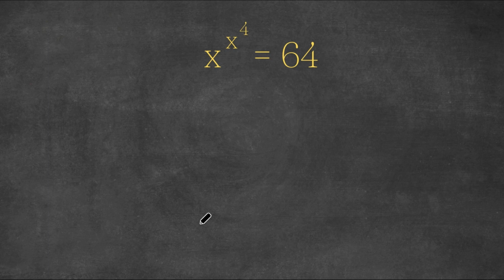In today's video, I'm going to be teaching you guys how to solve this exponential equation. So we have x to the power of x to the power of 4 equals 64. Now, what I'm first going to do is take the fourth power of both sides. So we're going to take the fourth power of x to the power of x to the power of 4, as well as 64.